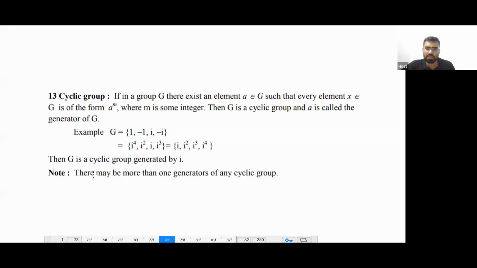So a cyclic group is a group which can be generated by a single element. The definition is very simple. For example, in this group, what is the generator? Is this a cyclic group? 1, minus 1, iota, minus iota. Yes, this is a cyclic group because iota is the generator. This group can be generated by iota. This group can be generated by minus iota. So iota, minus iota, these are the generators. There can be more than one generator.